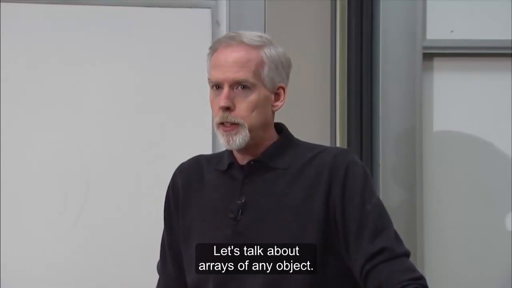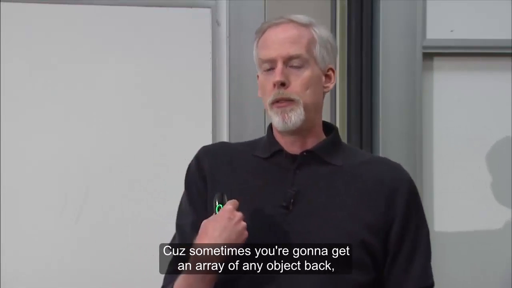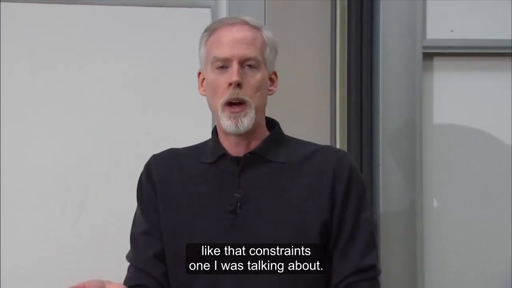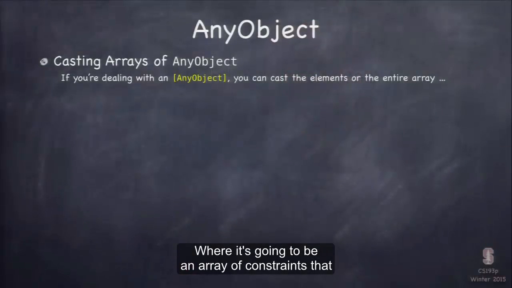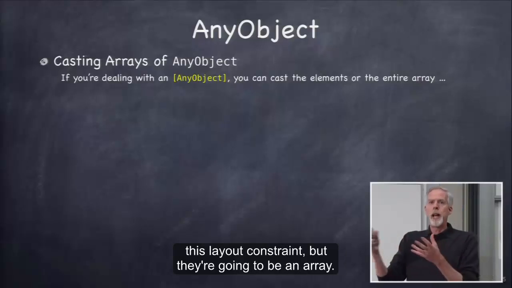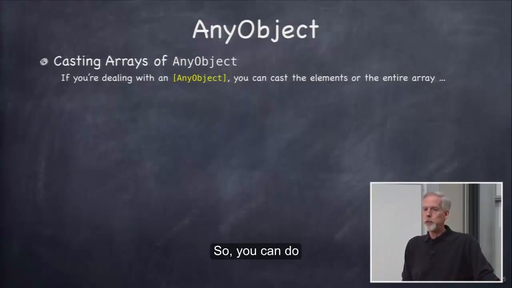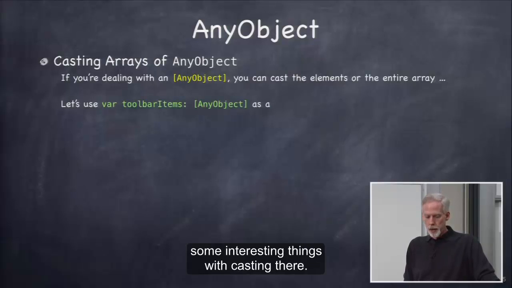Okay. Let's talk about arrays of any object. Because sometimes you're going to get an array of any objects back, like that constraints one I was talking about, where it's going to be an array of constraints that are going to be any object, but I know they're going to be NS layout constraints, but they're going to be an array. So you can do some interesting things with casting there.